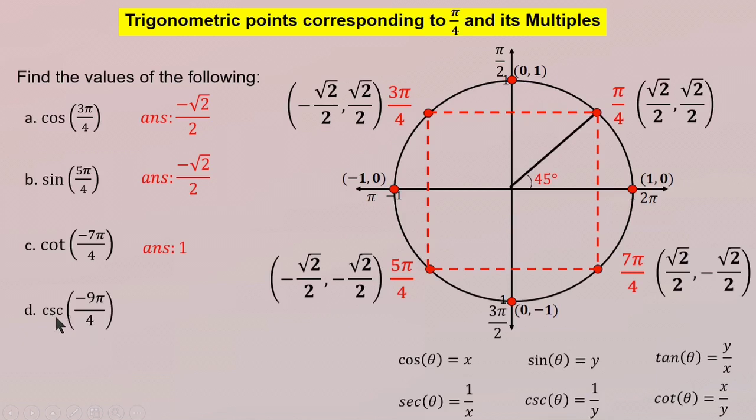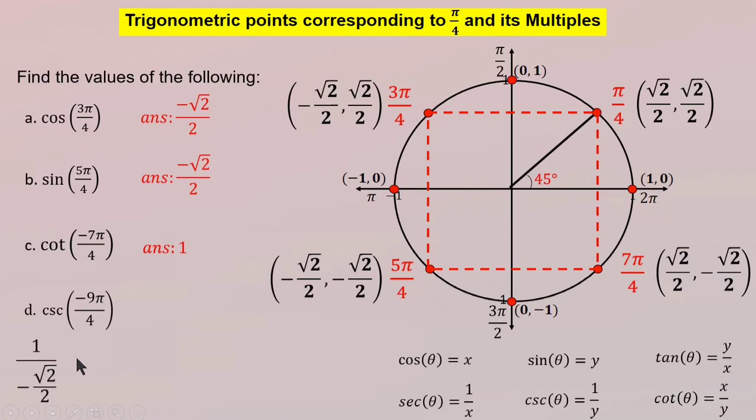D. Cosecant negative 9 pi over 4. This point is already negative 7 pi over 4, so this point is negative 8 pi over 4, then negative 9 pi over 4. It coincides with point 7 pi over 4. Cosecant is equal to 1 over y. The y value here is negative square root of 2 over 2.